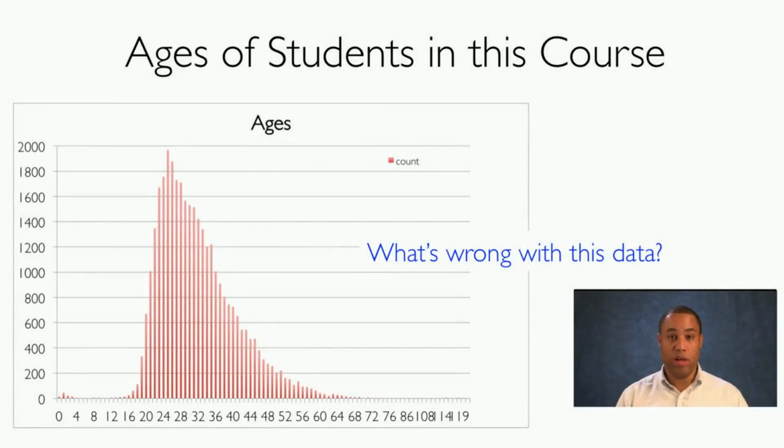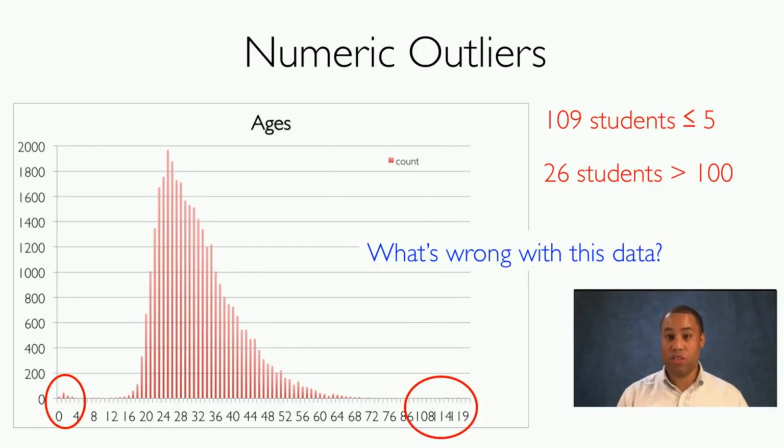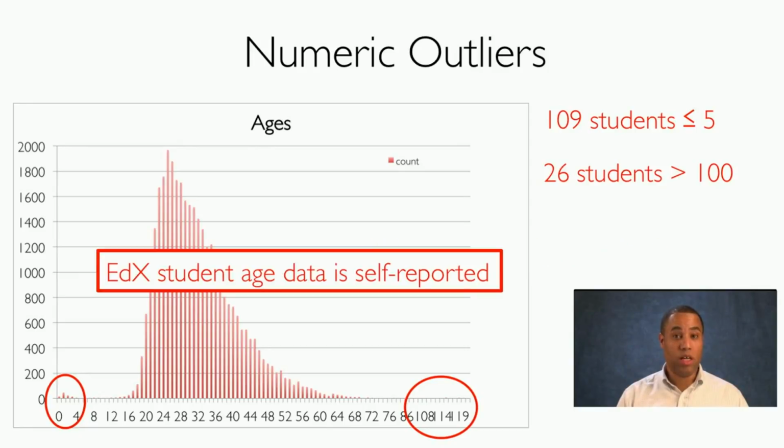Let's look at a real-world example. Here's a graph of ages of students that are actually taking this course. On the x-axis, we have ages, and on the y-axis, we have a count of students. So what's wrong with this data? Well, if we look very closely, we'll see that we have 109 students that are under the age of 5, and we have 26 students that are over the age of 100. The problem here is that this data is based on self-reported ages. So if we were to just blindly import this data into an analytics pipeline and try to process it, we'd run into a number of significant problems and challenges.